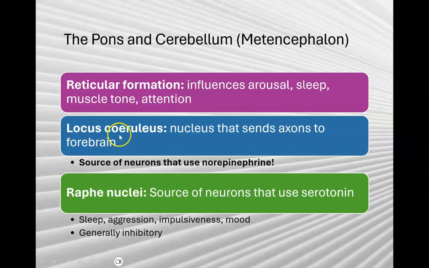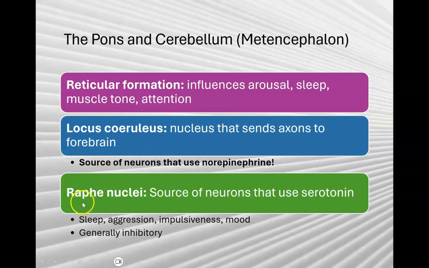So first, we have an area called the locus coeruleus. This is a nucleus that sends axons to the forebrain, areas like the cerebral cortex. This is the source of neurons that use norepinephrine. So this is where norepinephrine neurons originate.